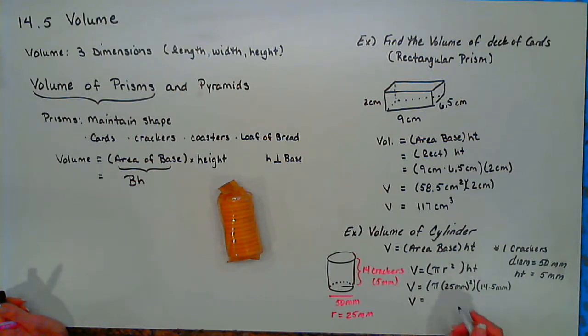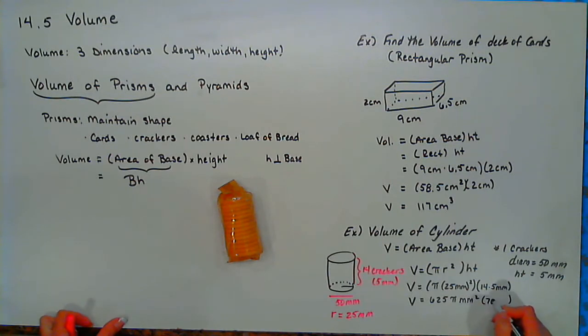25 squared, 25 times 25 is 625 pi millimeters squared. 14 times 5 is 70 millimeters. So our total volume of this stack of crackers is 43,750 pi millimeters cubed, because we had the area on the bottom times the height.